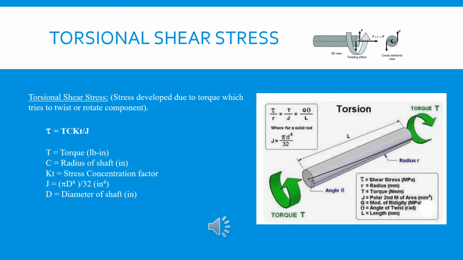The formula we use for torsional shear stress is tau equals T c times K sub T divided by J, where T is the torque value, c is the radius of the shaft, and K sub T is our stress concentration factor, for example, if we have a keyway or a hole in the shaft or maybe a step down in the shaft. J is your polar section modulus, and that's just a value you calculate based on the diameter of the shaft.